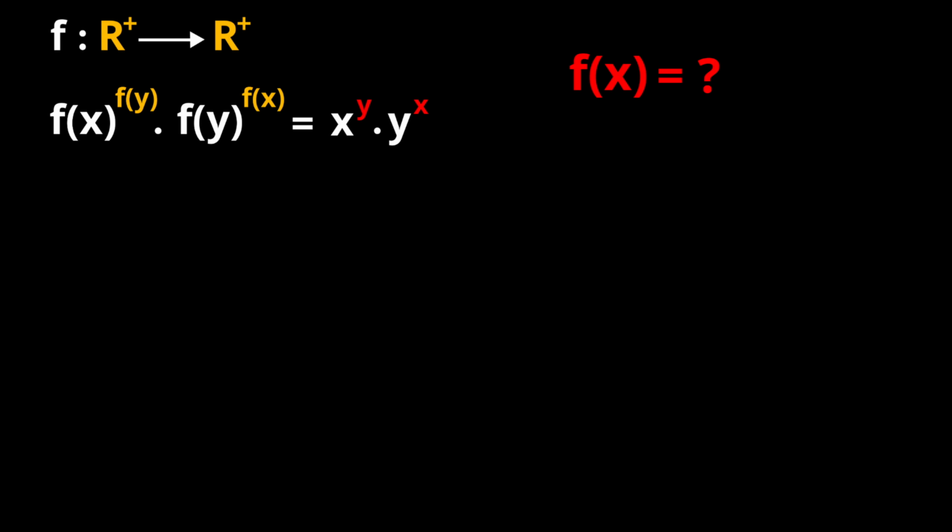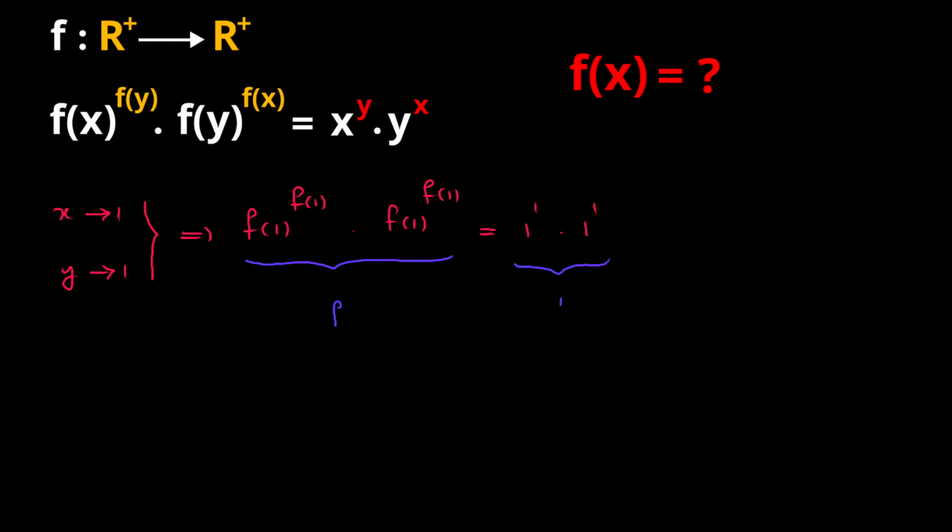So here's what I'm going to do in this video. First of all, I'm going to start with replacing both x and y with 1. So we will have f(1)^f(1) times f(1)^f(1) equals 1^1 times 1^1. Obviously, the right-hand side will simplify to 1, and the left-hand side will simplify to f(1)^(2f(1)), because we have the same bases, so we just need to add the powers.